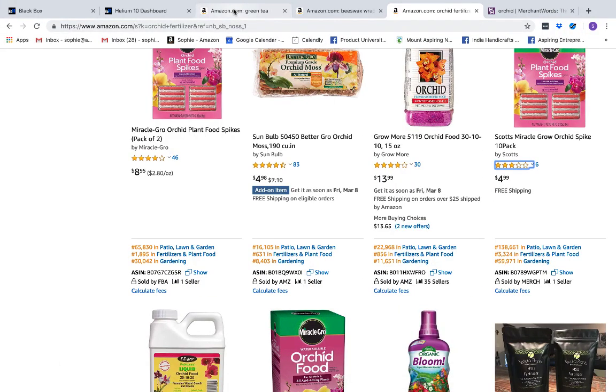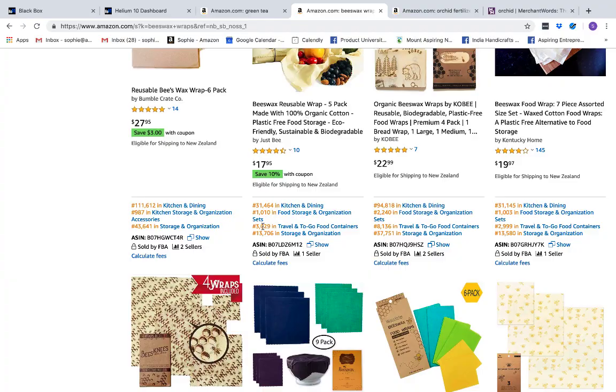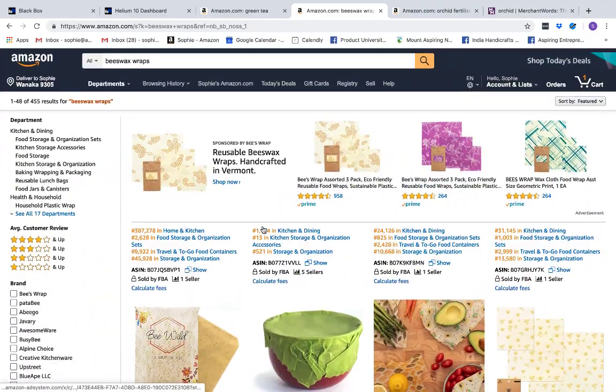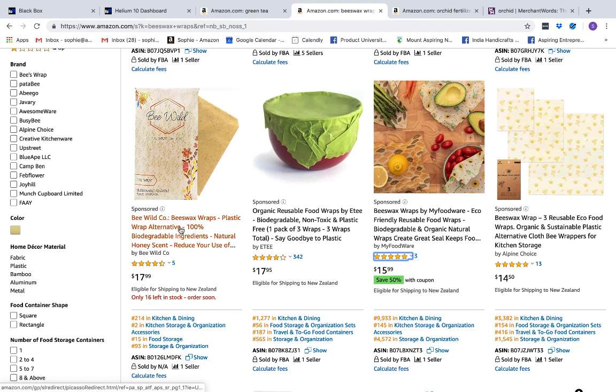I actually pulled up some other ones before to show you what low, medium and high competition looks like. So I did beeswax wraps here to show you what high competition looks like. High competition looks like really pretty images, loads of reviews, nearly 1,000 reviews, great photography, lots of sponsored ads. Actually, those have got too low volume. Oh, they're sponsored, sorry. So ignore the number of reviews and sponsored ads.